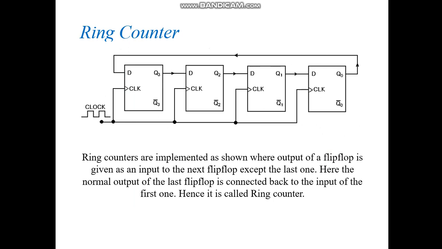Here the final flip-flop output is connected to the input of the first flip-flop. This is the main diagram. The remaining flip-flops are connected with a common clock pulse, and the first one is connected to the input of the second one. So the ring counter is implemented as shown in the figure. The output of each flip-flop is given as the input to the next flip-flop, except the last one. The normal output of the last flip-flop is connected back to the input of the first one. Hence it is called a ring counter.